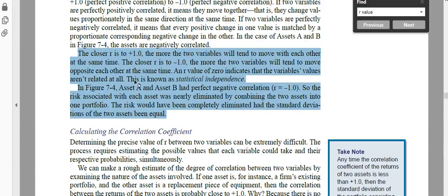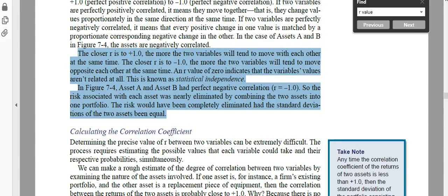So if one goes up, the other is going to go down. And if it's 0 or near 0, it means that there's no correlation at all, so they're not related. One could go up and the other one could go up, or the other one could go down. There's no relationship between one stock's movement or returns and the other's. And this is called statistical independence.